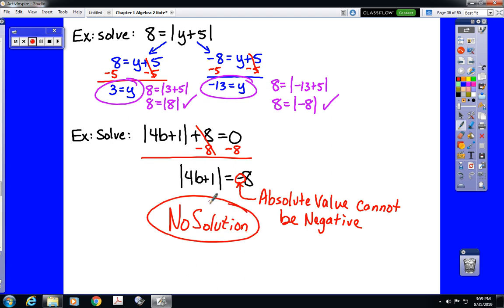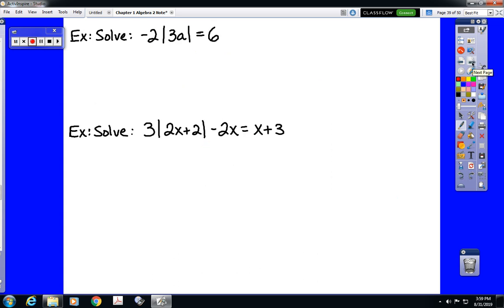So there's 2 more examples. Let's look at 2 more. Okay, same idea here. We're going to start by isolating the absolute value. We're going to divide each side by negative 2, which will give us that the absolute value of 3a equals negative 3.